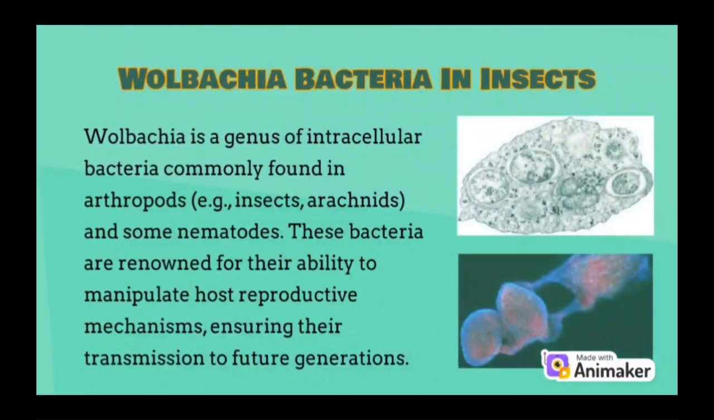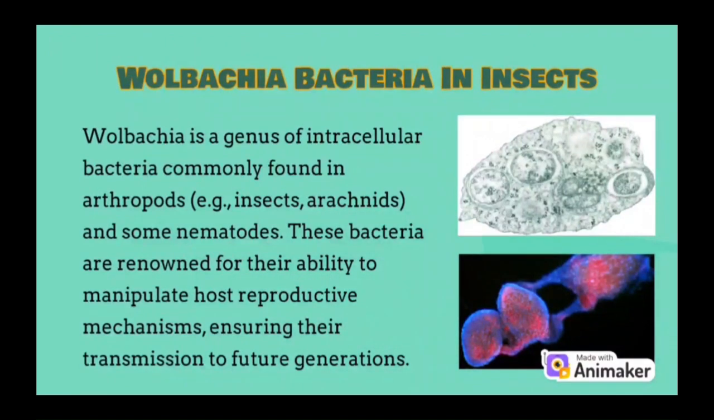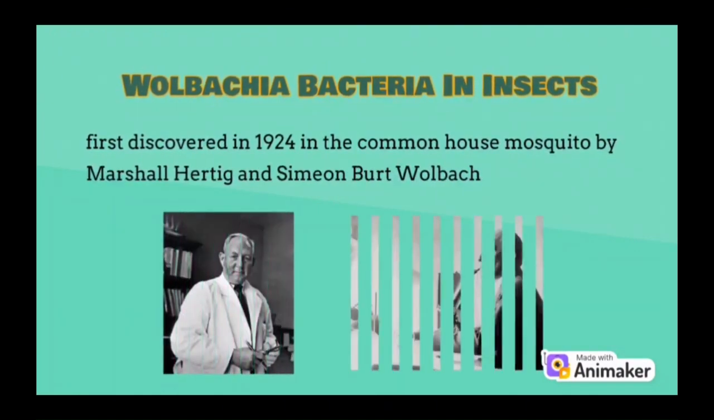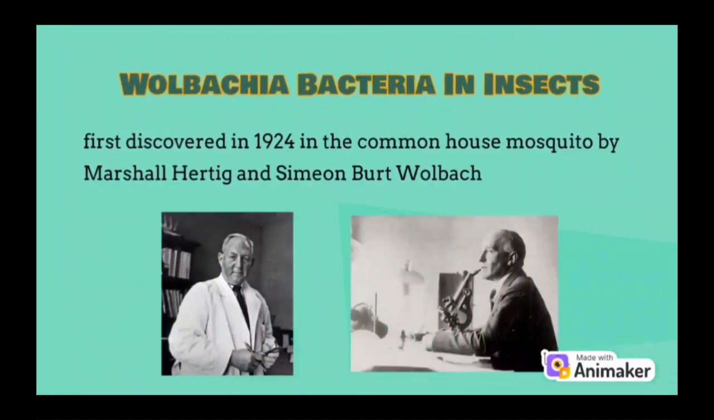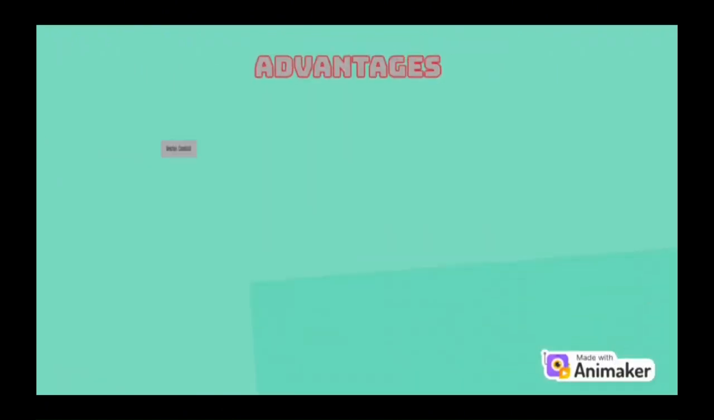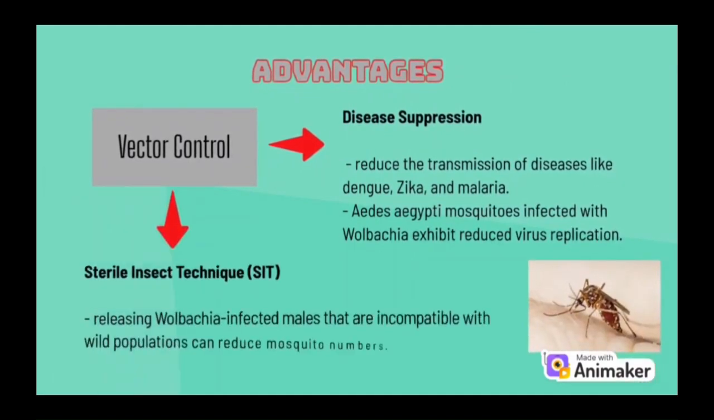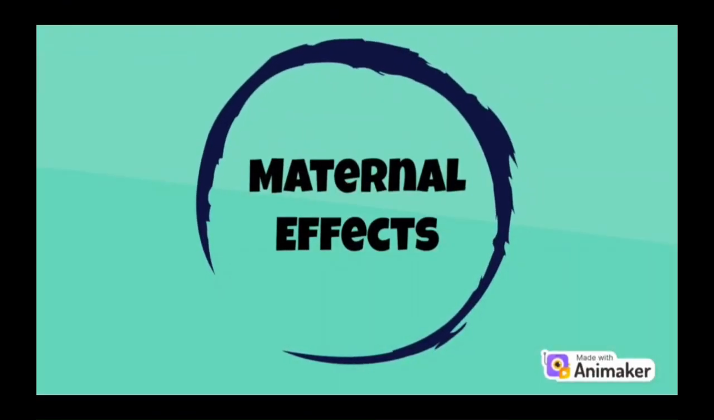Wolbachia bacteria in insects. It was first discovered in 1924 in the common house mosquito by Marshall Hertig and Simeon Burt Wolbach. Advantages are vector control, disease suppression, and sterile insect technique, SIT. Let's go to maternal effect.